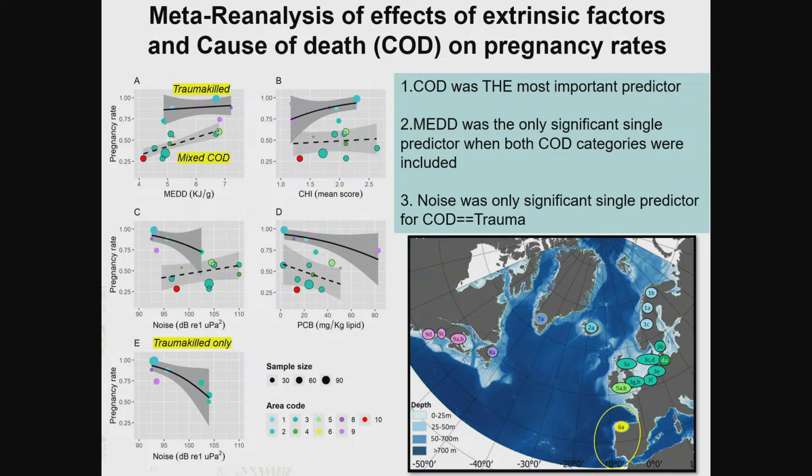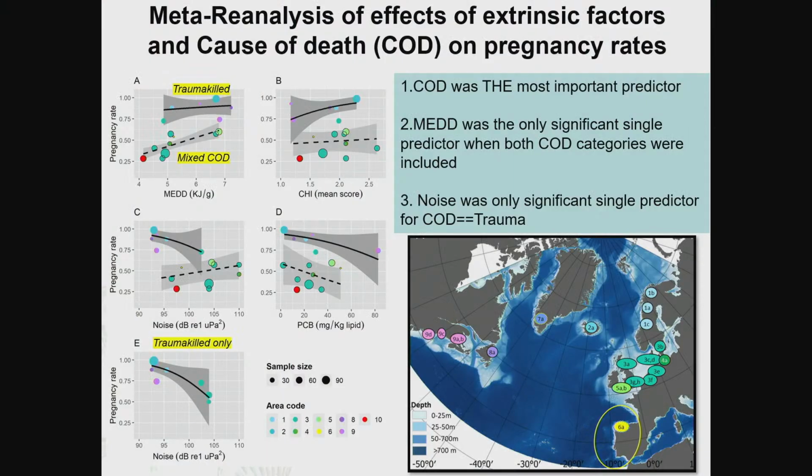So, the last one. What we did for the final analysis of pregnancy rates is that we collected all the data that was presented in this meta-analysis, and we ran it again with taking cause of death into account, trauma-killed versus mixed cause of death. And as you can see here, in the upper 4 there, it makes a huge difference. Actually, we also tested the effect of mean energy density, cumulative human impacts index, ship noise, and PCB.